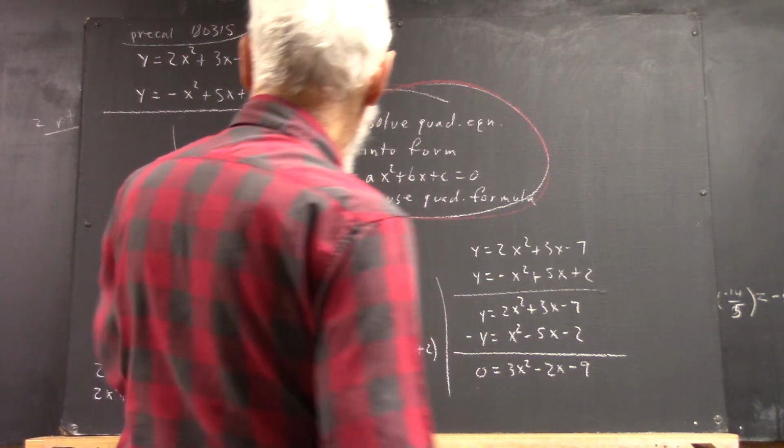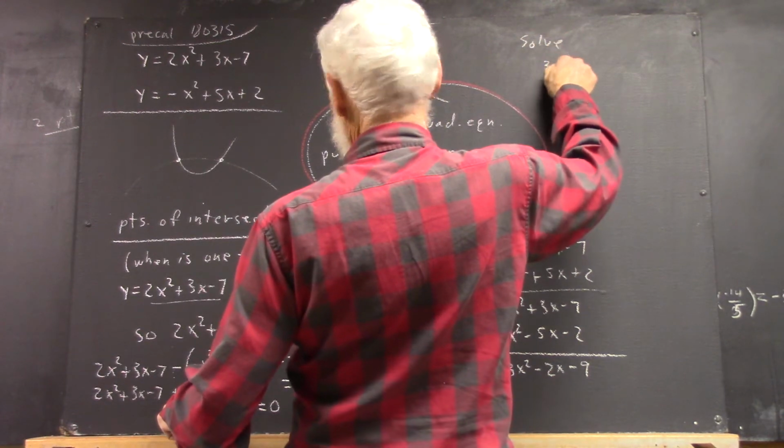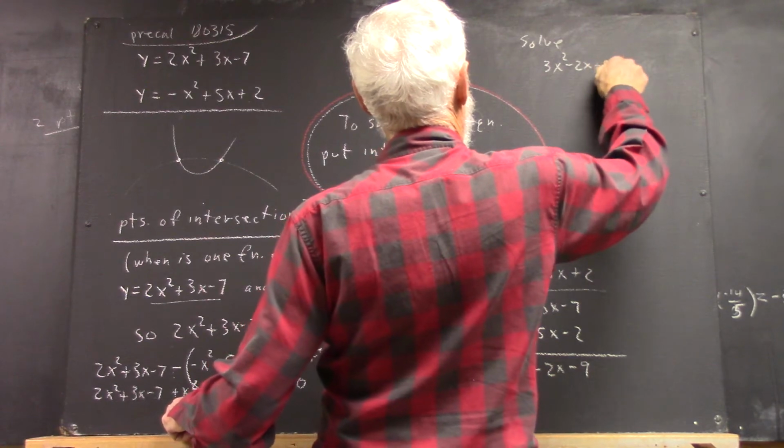Okay, so we want to solve 3x squared minus 2x minus 9 equals 0.